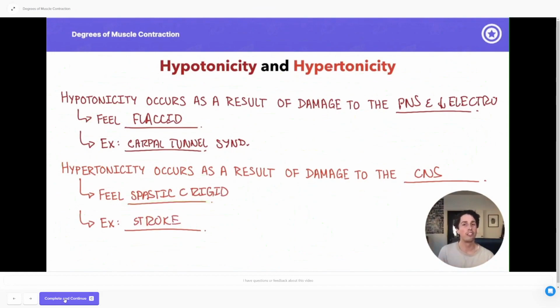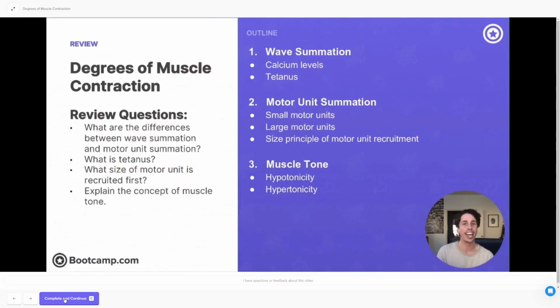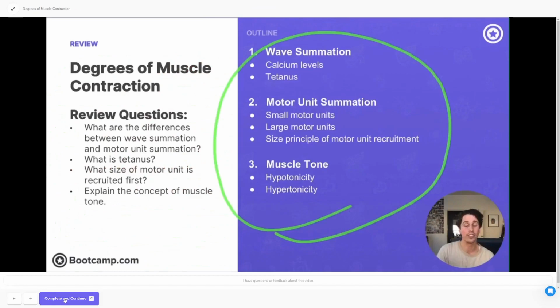And so that's just a quick little review of problems with muscle tone, this hypotonicity and this hypertonicity. Hypotonicity is when we have less tone than we should, and hypertonicity is when we have more tone than we should. Alrighty, so let's go ahead and just review this real fast if you need to.